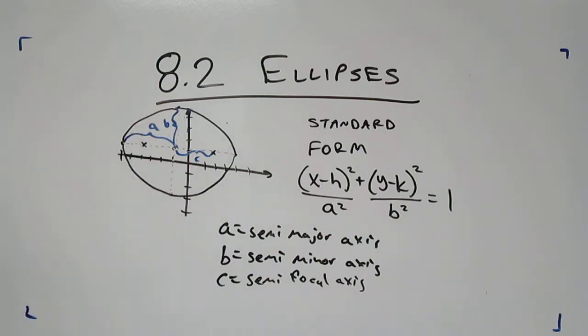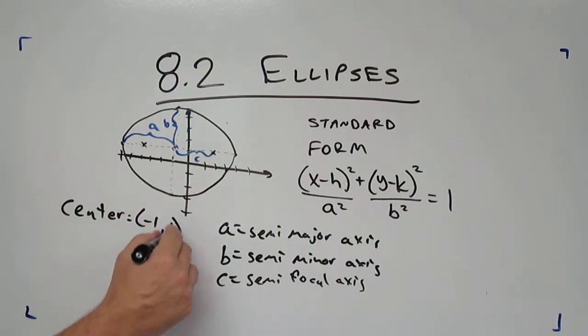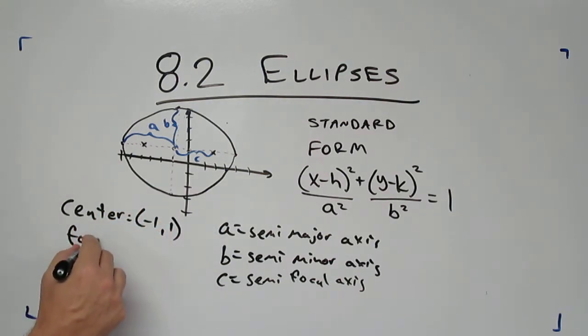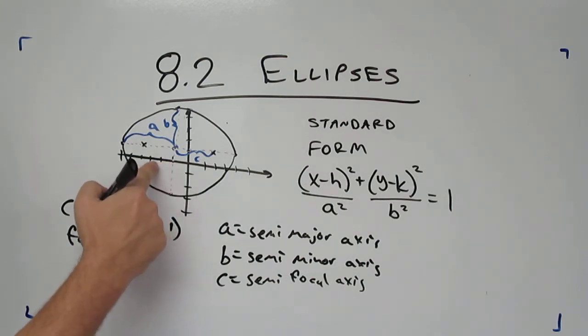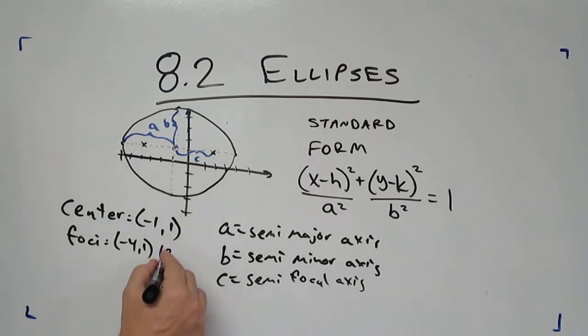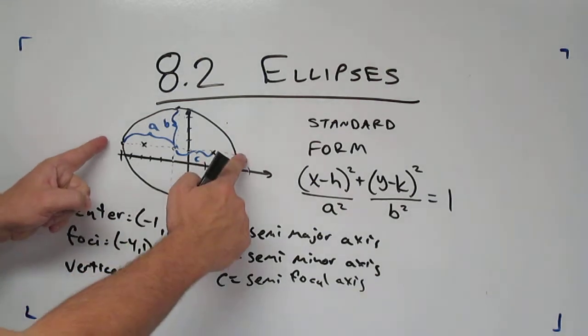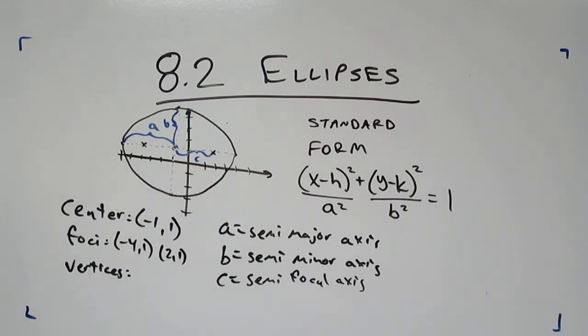So if I took this picture, which I tried to draw, I would say that the center is at the point (-1, 1). I have foci at (-4, 1) and (2, 1). And I have vertices. Now, your book only puts 2 vertices. I usually do 4. They only put vertices at the ends of the major axis, but I also do the ones along the minor axis. So I would prefer that you put all 4.